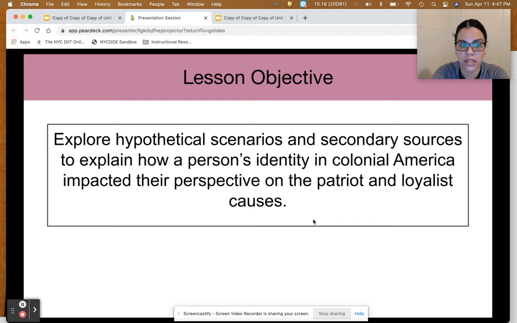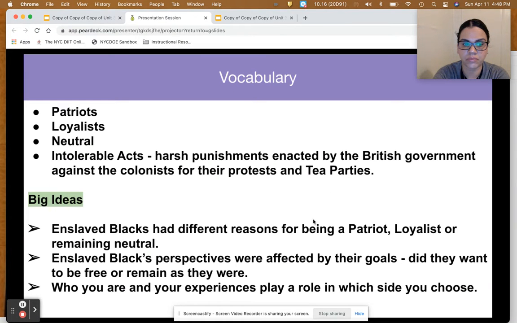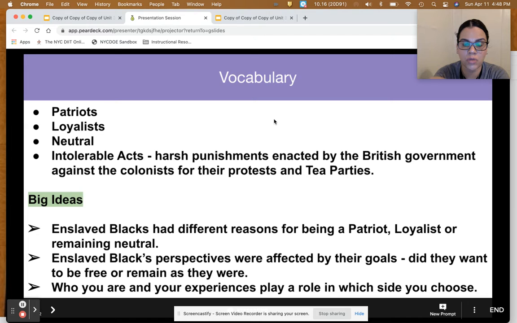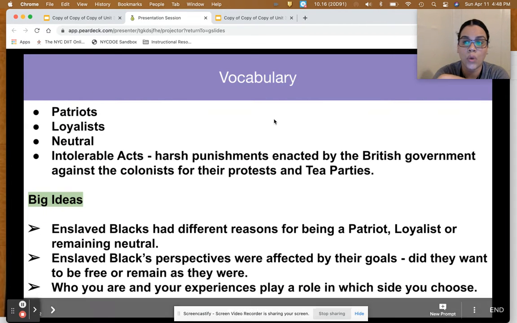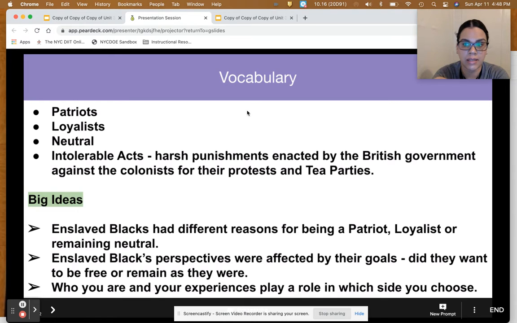Our lesson objective is to explore hypothetical scenarios and secondary sources to explain how a person's identity in colonial America impacted their perspective on the Patriot and Loyalist causes. This is just vocabulary that was reviewed during the introduction portion of the lesson, as well as in part 1 of the lesson in this series.